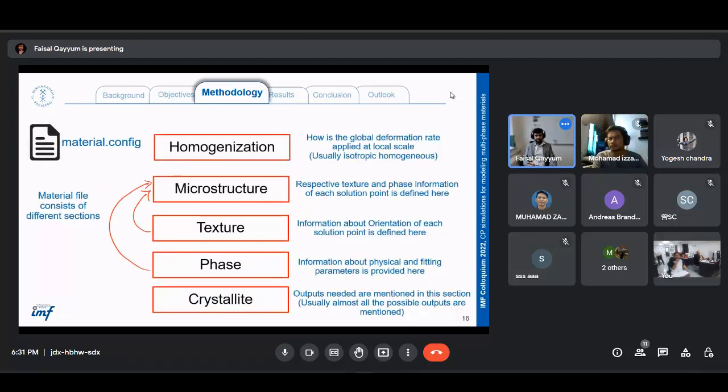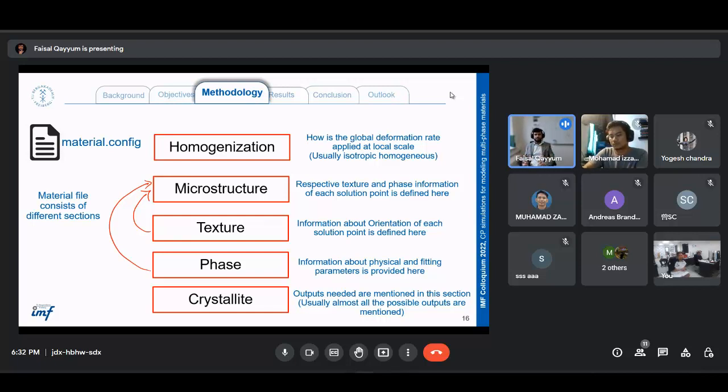And then we come towards the material configuration file, which consists of several components which define the overall material. It defines how the global deformation rate is applied at the local scale for every element. And then we talk details about the microstructure, the respective texture and phase information for each individual solution point is defined here. This microstructure is basically fed by the texture and phase information, which is also written in the material configuration file. And in the end, we define a crystalline section with all the necessary outputs we want.